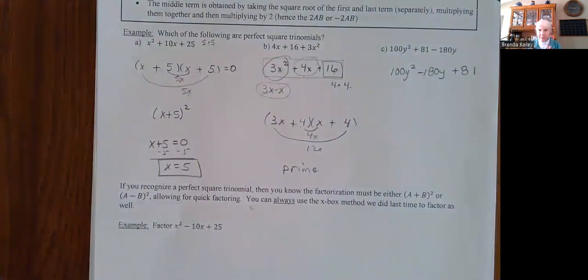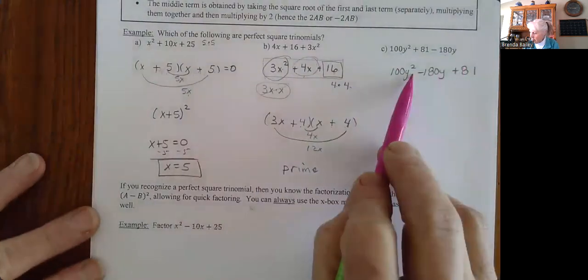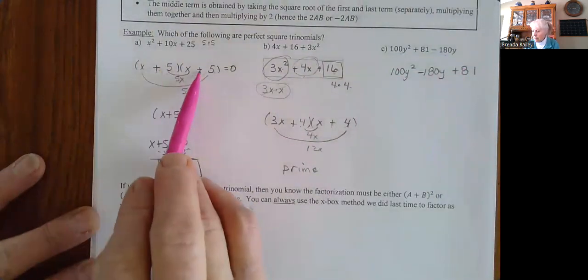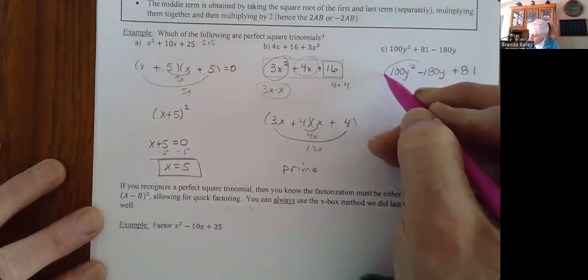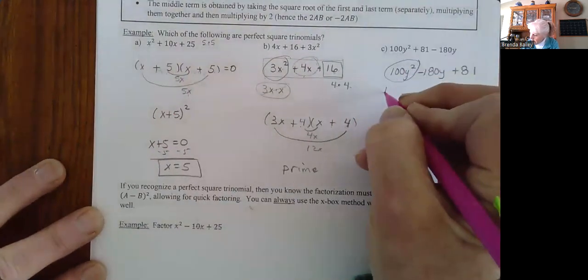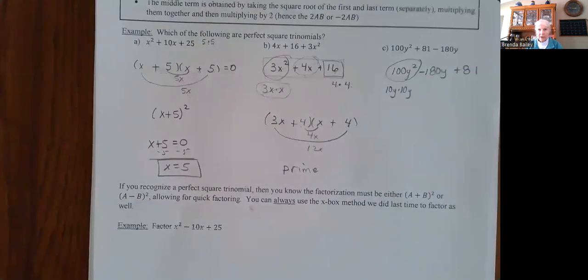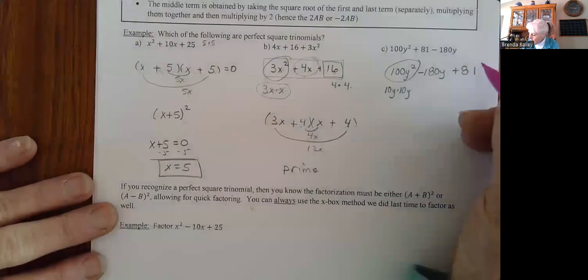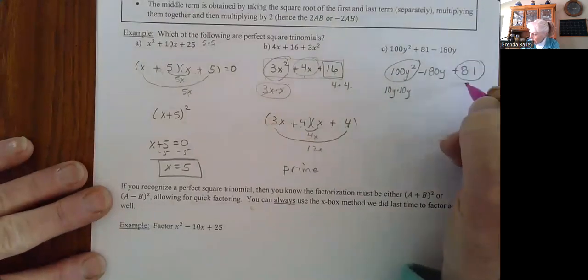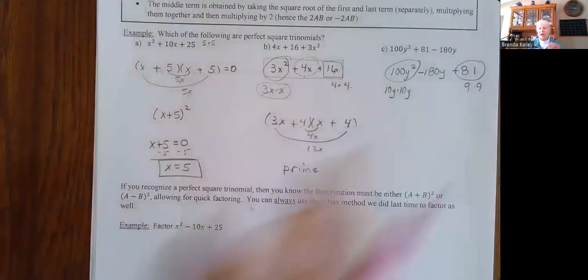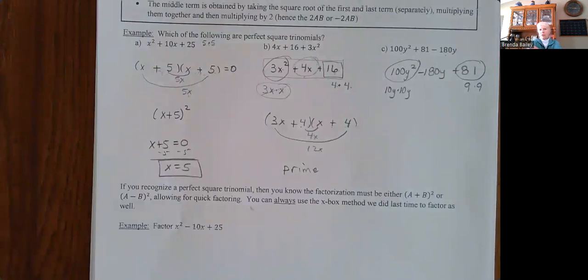Could we, is there a possibility that this could look like these where they match? Well, let's look. What gives you the first term? 10y times 10y. Ooh, those do match. What gives you the last term? 9 times 9. We're just seeing, do we have a perfect square trinomial?